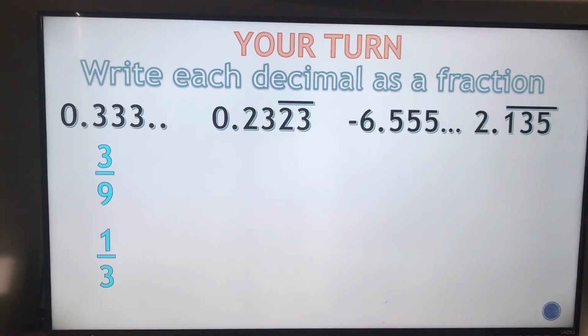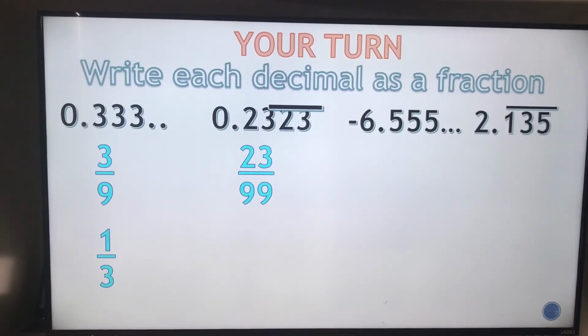Look at this. It's written a little different. I have 2, 3, 2, 3. Now see how the bar is over the 2, 3? That means 23 is just going to repeat. And you're going to have a 23 again and a 23 again. So 2 numbers are repeating. So I'm going to take 23 and write that over 99. Okay. Can I simplify this anymore? The answer is no, because 23 cannot be divided by 3.